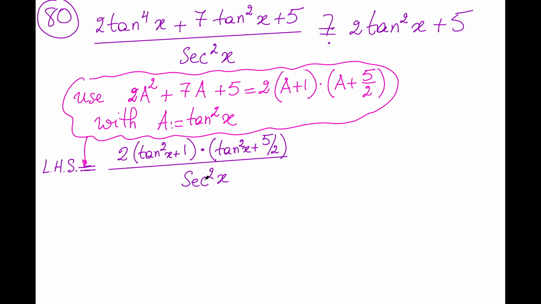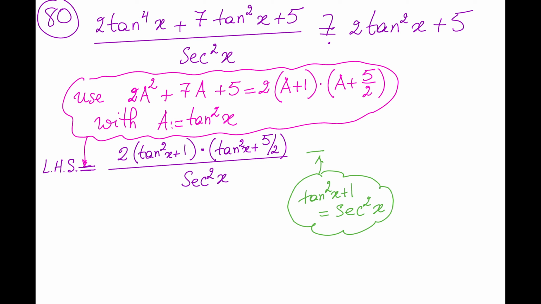All right. And what do we know about tangent squared of x plus 1? This is one of the Pythagorean identities. This is exactly secant squared theta, right? So let's use this because I see tangent squared x plus 1. Oh, I meant secant squared x, obviously, here, not theta. Right, because I used x here.